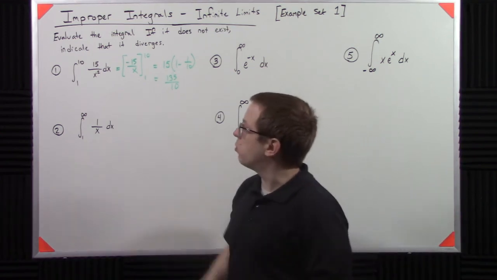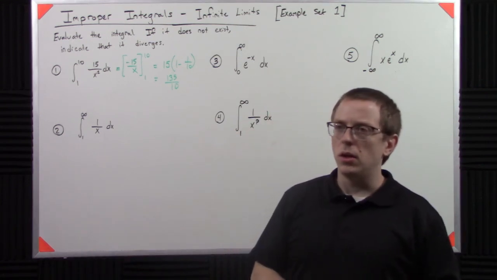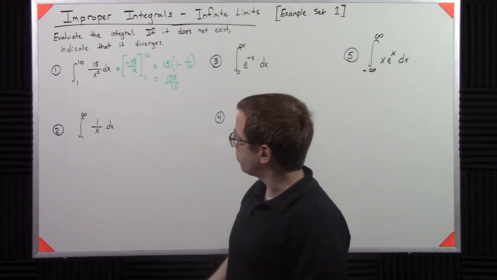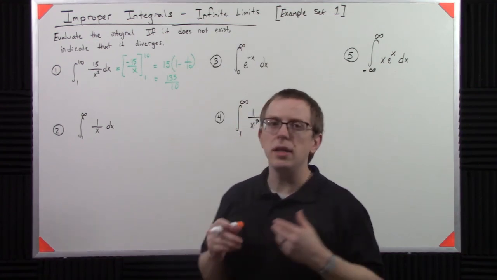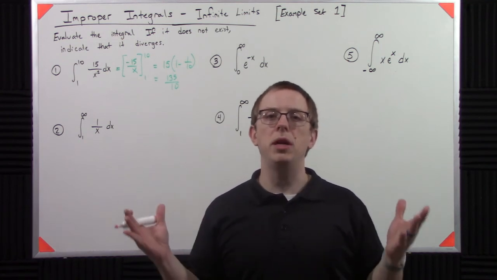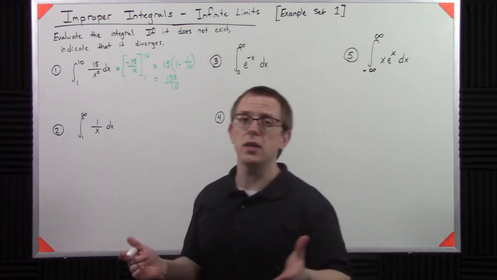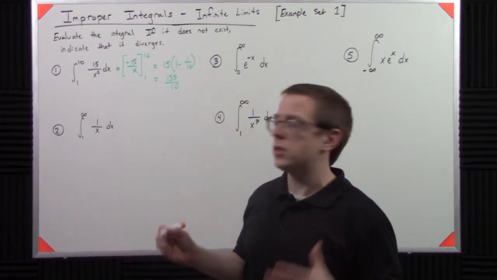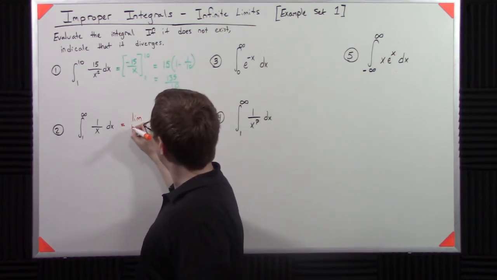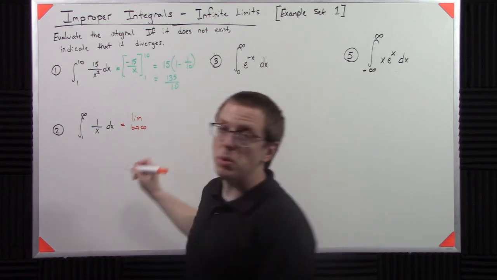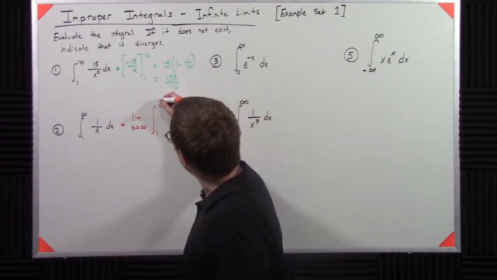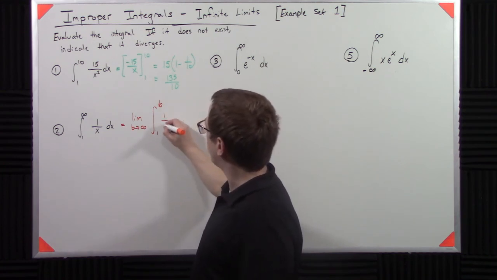The next one is this, 1 over x dx. Okay. Well, I look at this and I say, oh, it's got an infinity there. It's got to be an improper integral. And the answer is yes, it is. So we have to rewrite this. We have to say, okay, well, that's the limit as b goes to infinity of the integral from 1 to b of 1 over x dx.